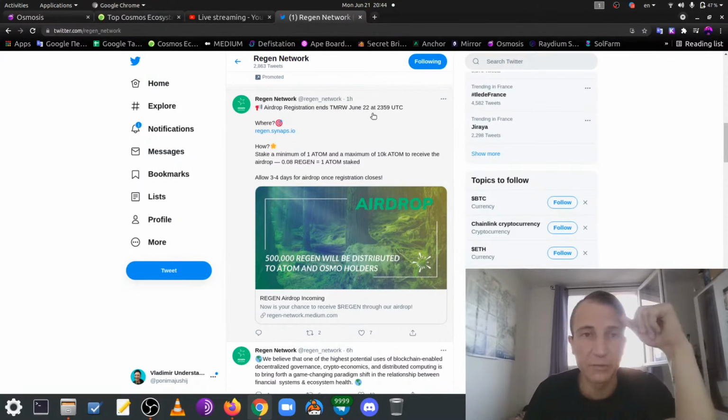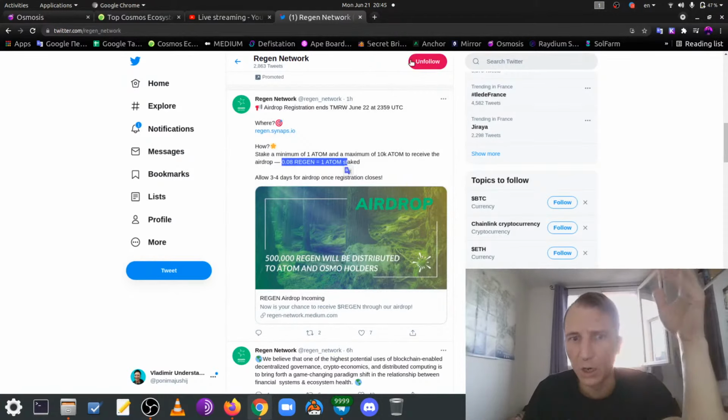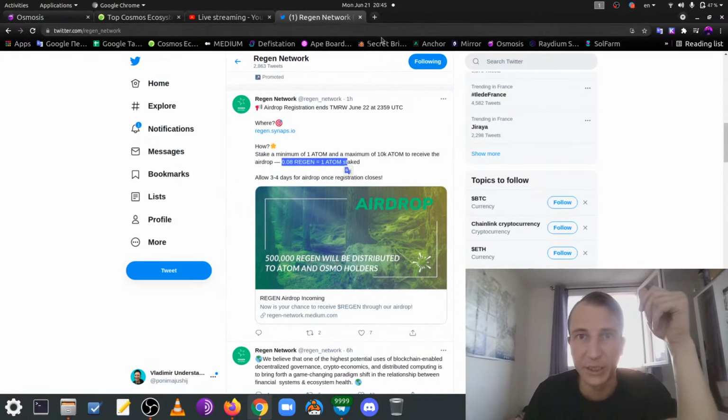So you have all day today and all day tomorrow, end of the day of 20th, and you need to finish the registration, and you will get 0.08 Regen for each staked Atom. So this is nice because it's for free, and you will have the possibility to trade Regen directly on Osmosis after the airdrop.